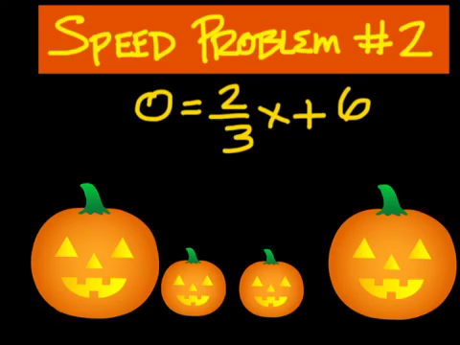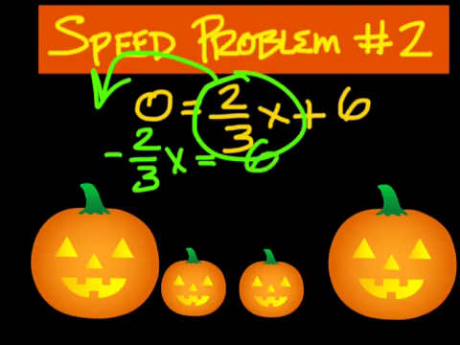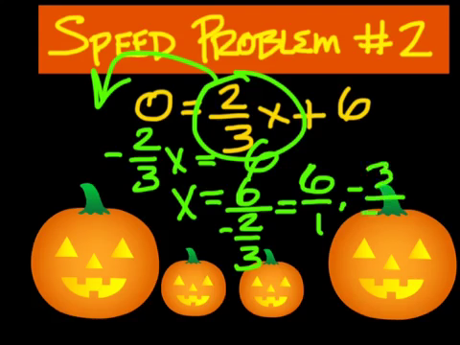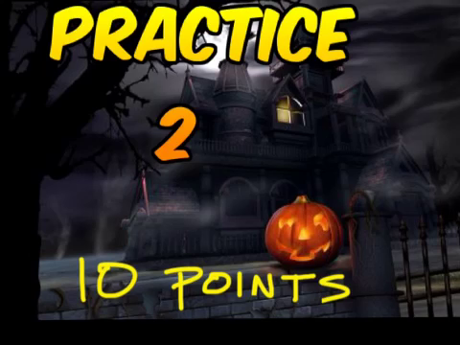This one you really should work it out. If you're not proficient enough with fractions, you're really going to have to do this step by step. Move this to the left and change the sign. Becomes a -2/3 x, and that equals 6. To get the answer, you have to divide 6 by -2/3, which is the same as multiplying 6 over 1 by -3 over 2. 6 times -3 is -18. Divided by 2 is -9. Practice number 2.